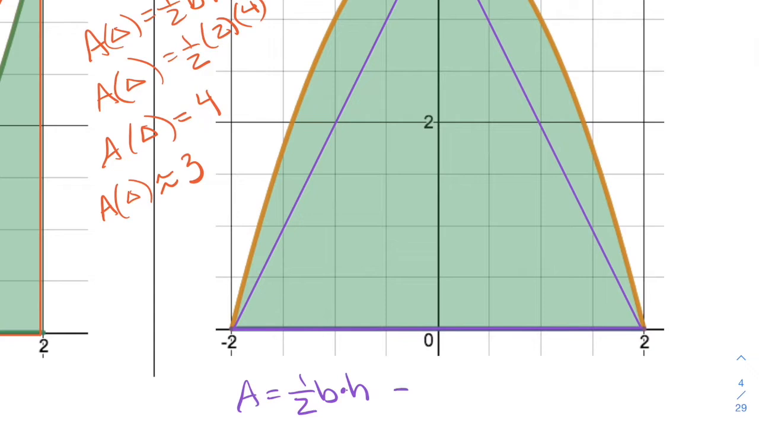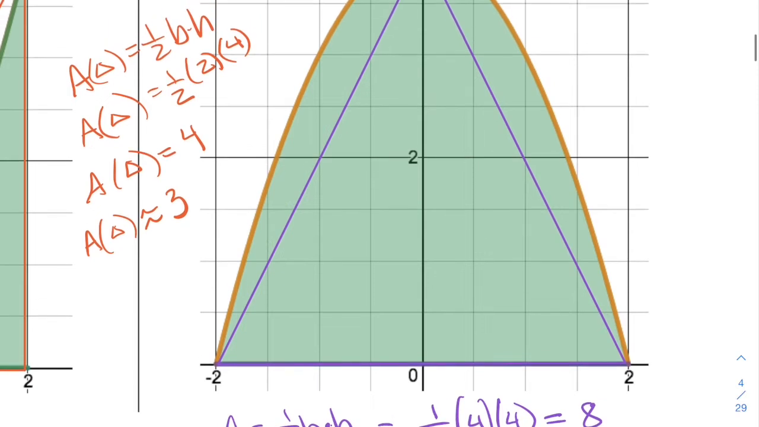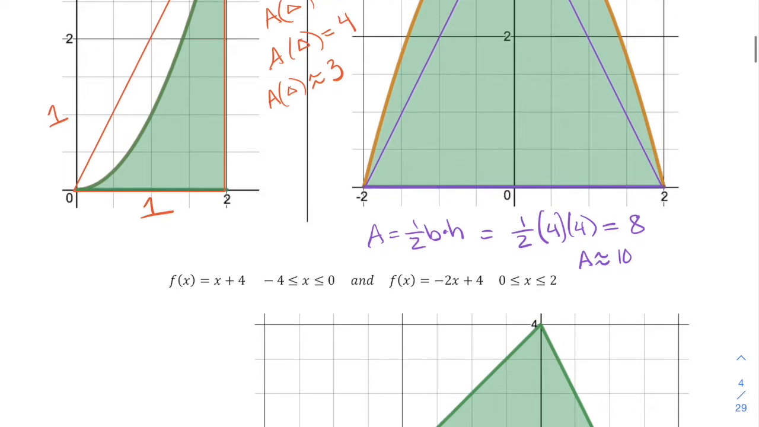Here we have 1/2 the base, which is 4, times the height, which is 4. So it's 1/2 of 16, which is 8. So students would probably approximate the area as being about 10 or so, if you had to approximate.